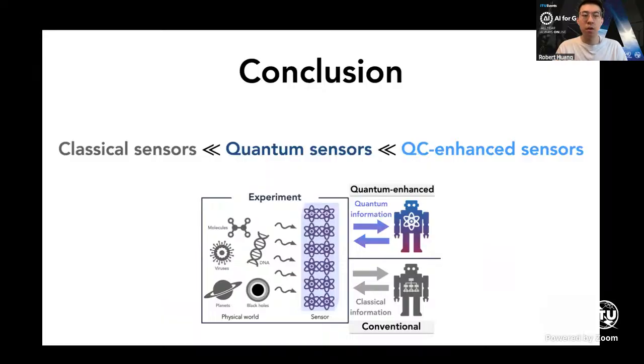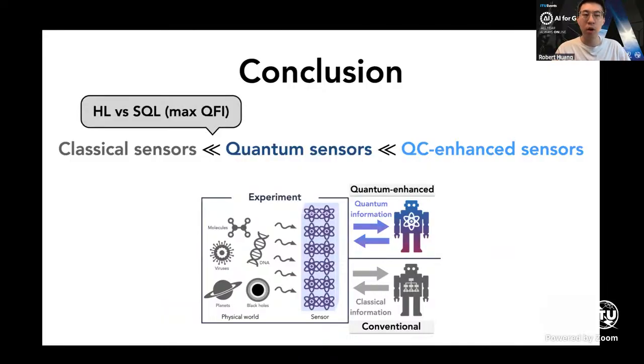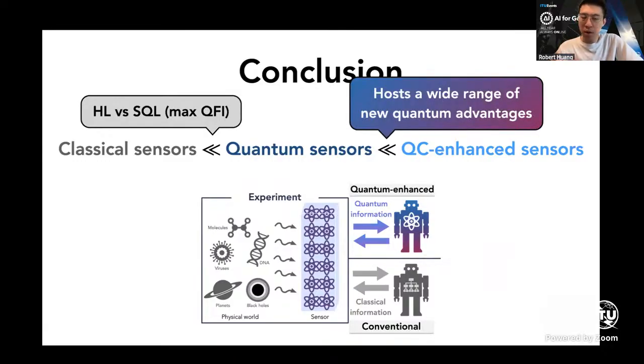So in conclusion, while previously the sensing literature has been focused on the advantage of quantum sensors over classical sensors, where we can achieve a Heisenberg limit versus standard quantum limit type of speedup by maximizing QFI, which in this case just results in a quadratic speedup, we considered this new notion of having a quantum computer that can control a quantum sensor and show that by doing so, we can actually get a further speedup over just a normal classical computer controlling a quantum sensor. In this world, we believe that by considering different kinds of quantum algorithms, we will be able to achieve more, and this setting actually hosts a wide range of new quantum advantages that remain to be discovered.